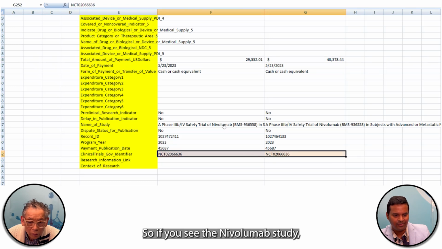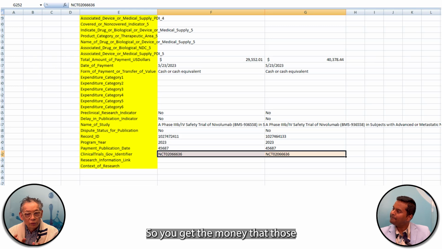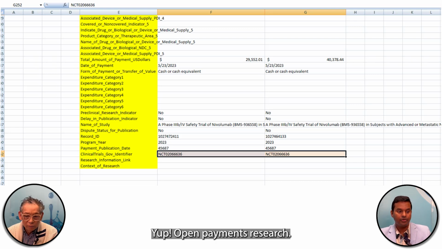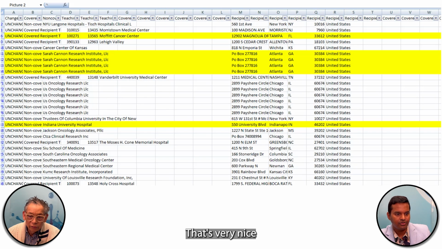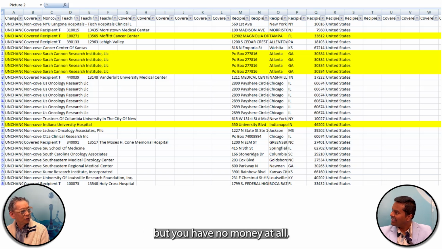So if you see the nivolumab study that we had, the one ending in 66636, we found that you get the money that those PIs received. Yes. For Opdivo here, based on this database, the Open Payments research data. That's very nice, because this we don't have in ClinicalTrials.gov. You don't know how much money. You only get the study and the PI, but you have no money at all.